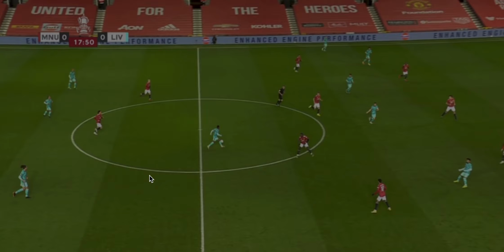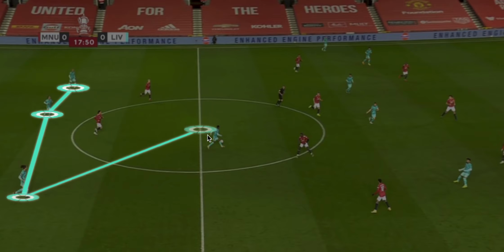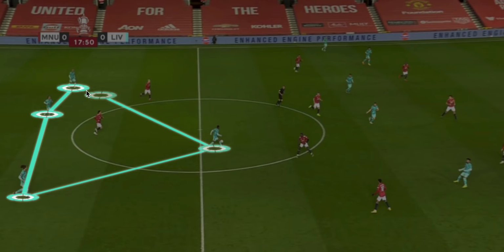So now we can see clearly the build-up shape from Liverpool. 1, 2, 3, and then with Wijnaldum as the lone pivot in this situation. So easy enough to break the front two of Manchester United, who you can see even in this picture, they left a clear passing angle between the two of them for Wijnaldum to access. And then now becomes the dangerous part.